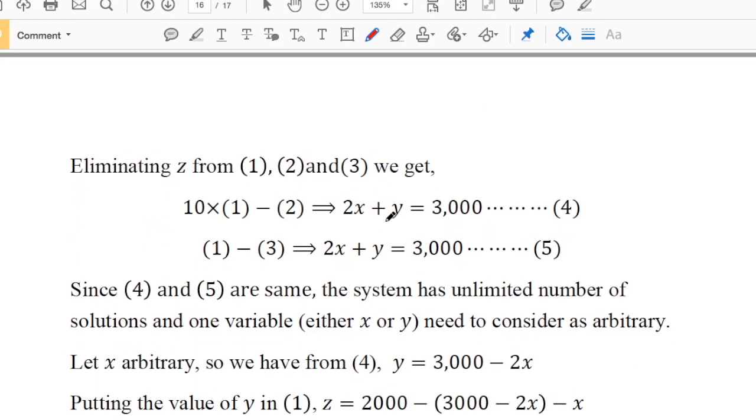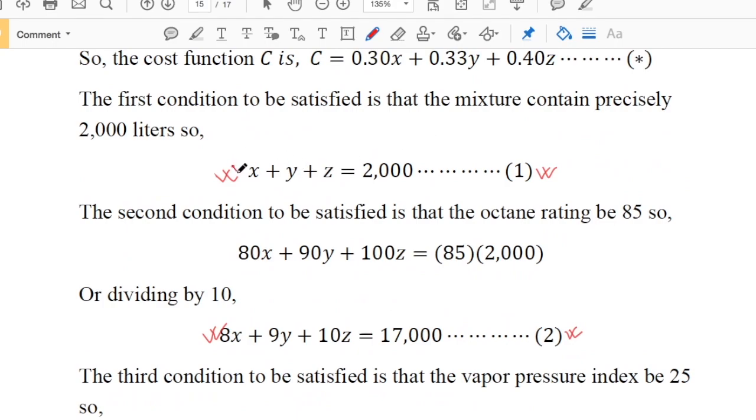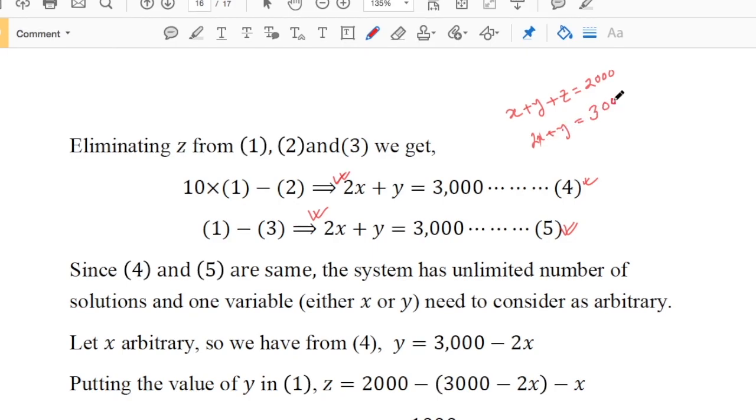So here I eliminate z from 1 and 2 at first, and second I eliminate z from 1 and 3. So you see 4 and 5 are exactly the same equation. Therefore, in your eliminated system or converted system, you have now equation 1, that is x plus y plus z equal to 2000, and this equation, 2x plus y is equal to 3000. So you are now allowed to consider either y or z as an arbitrary variable, since in the second equation you have x and y.